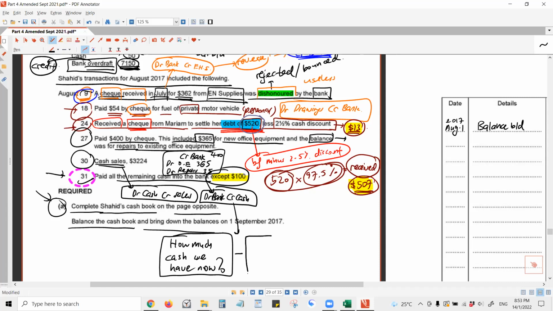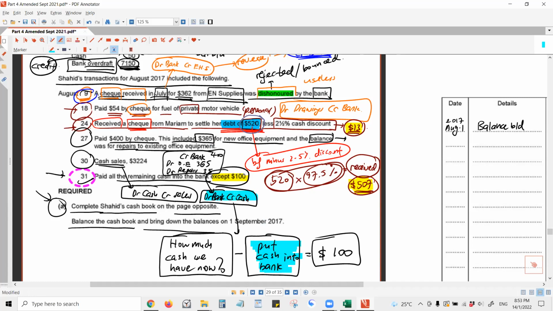So after you have put some cash into the bank, you want to be left with $100. Okay, so you want to find out how much you put into the bank. Okay, this is the amount that you have to find to do this data entry. Okay, so how to find? You go have a look at your cash book on the 31st, see how much cash you still have. Then you minus 100, then you would know how much cash you have put into the bank. Okay, that's what you do on 31st.